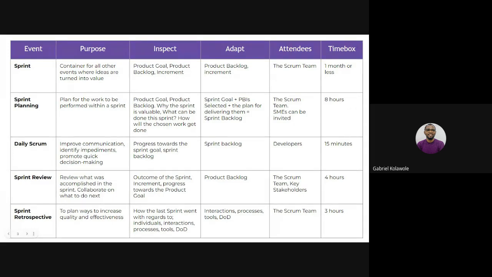We have the daily Scrum. The purpose of the daily Scrum is to improve communication and identify impediments to promote quick decision making. People also call the daily Scrum the daily stand-up. Long before now, people like the development team worked together physically, before remote work became a thing. They met together in a room, everybody stood up, and within 15 minutes they communicated: this is what is happening, this is the work I'm doing. Oh, there's an impediment here, I would like to discuss this with you or clarify this. Within 15 minutes, voila, they are done with whatever they want to do.